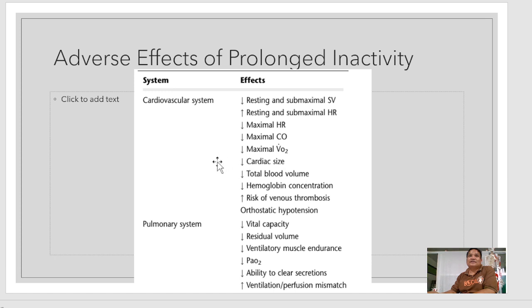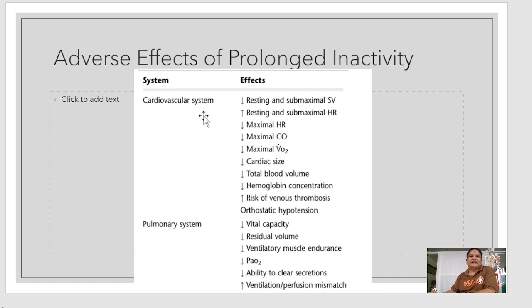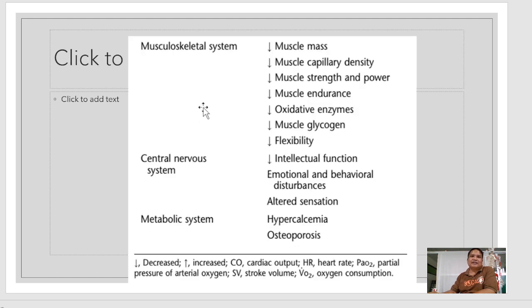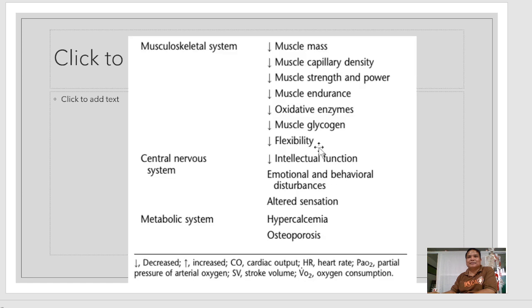So these are the adverse effects of prolonged inactivity in different systems of the body. So basically, ang pinaka-affected is cardiac, then the pulmonary, followed by musculoskeletal, central, and metabolic. So mao ni ang mga problem nga mahitabo kung dili ka mag-exercise, o wala kay activity. Puro decreasing, wala increasing dira.